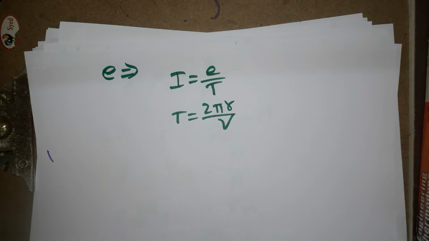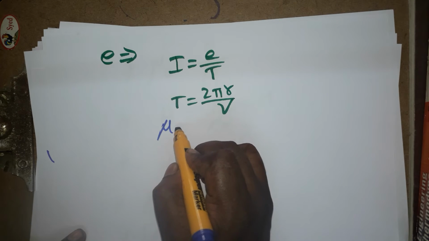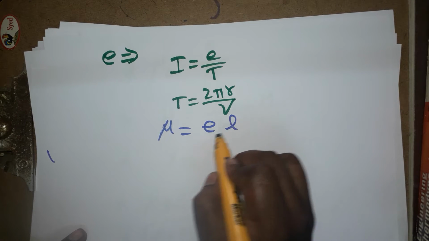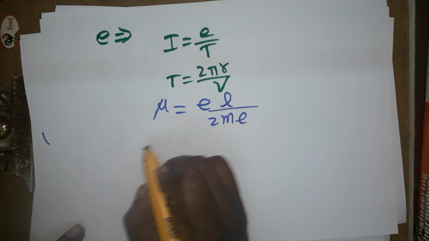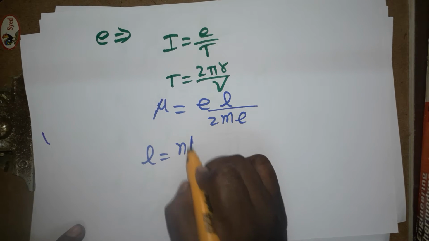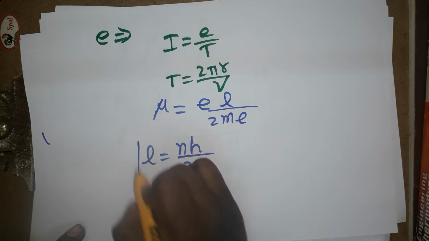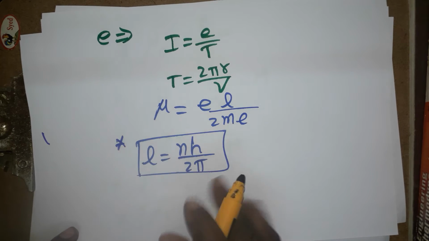Otherwise, magnetic dipole moment is equal to e L divided by 2 me. You can take it like that also. L is called angular momentum, which is nh divided by 2 pi, according to Bohr's second postulate. We can take this kind of formula.